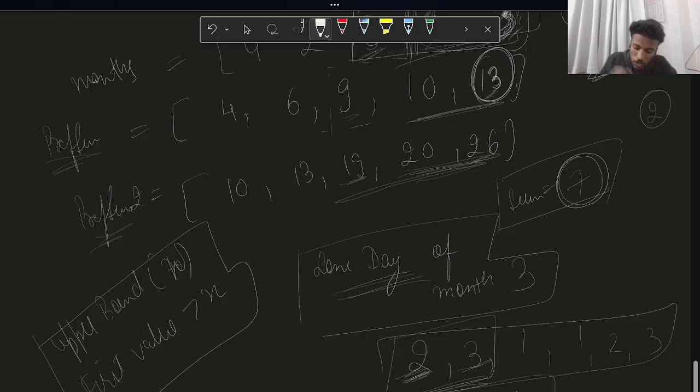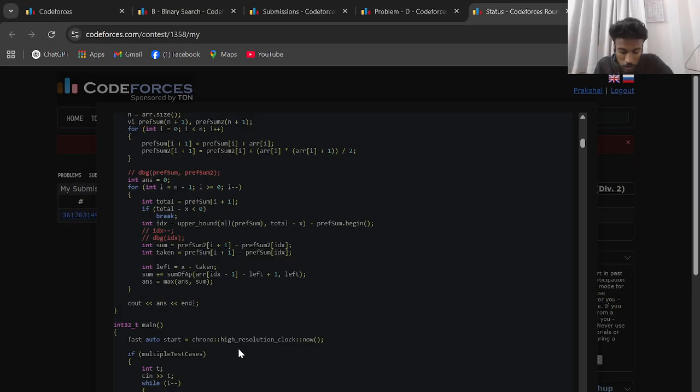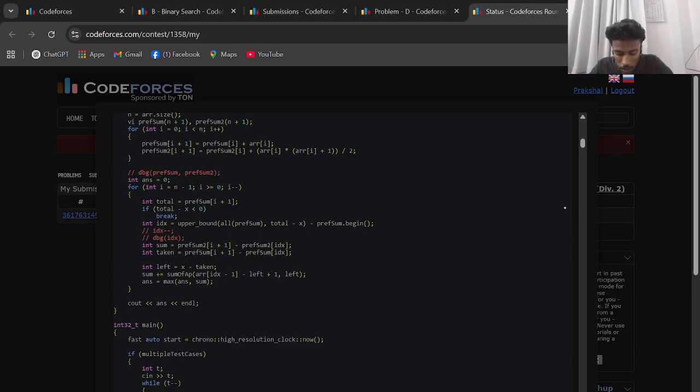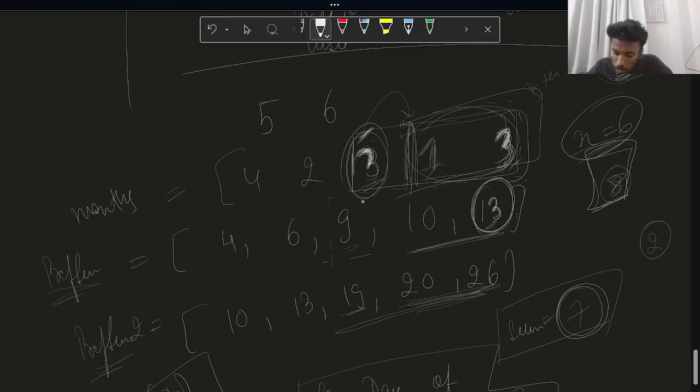So this is what upper bound gives you. Okay, so we are calculating the upper bound. We calculated the upper bound and this gives us the month's index, like this gives us this index. Why? 13 minus 6 was 7. And what is the upper bound of 7? This is 9. So we get this index.